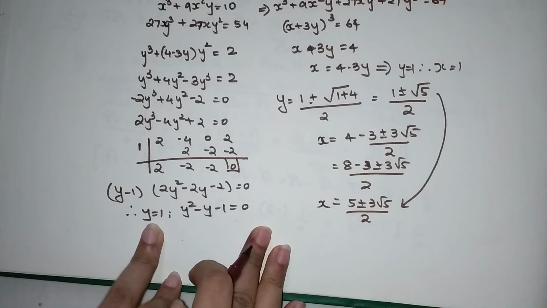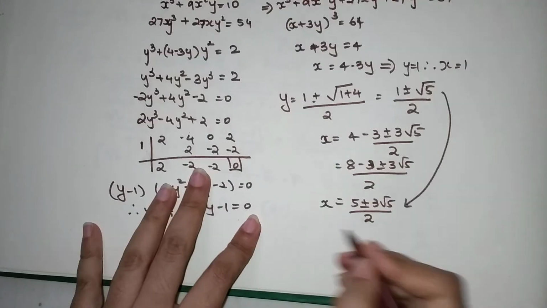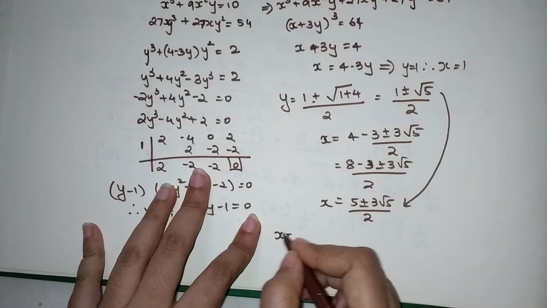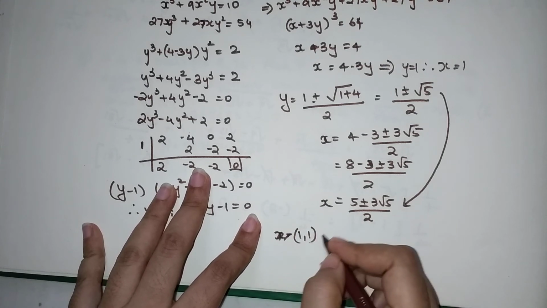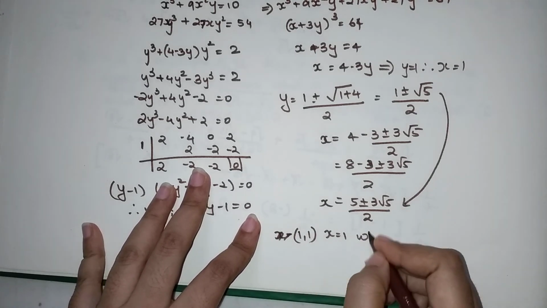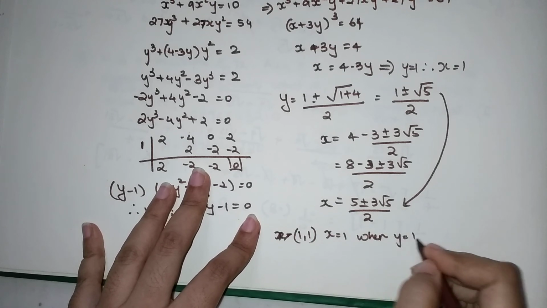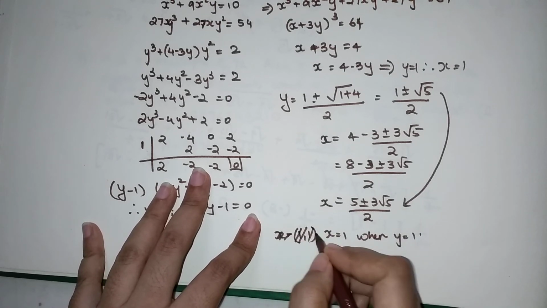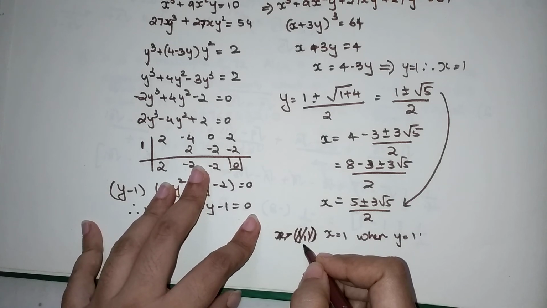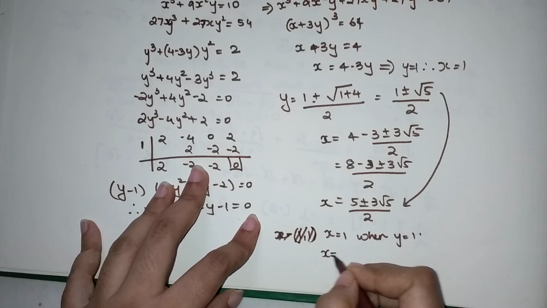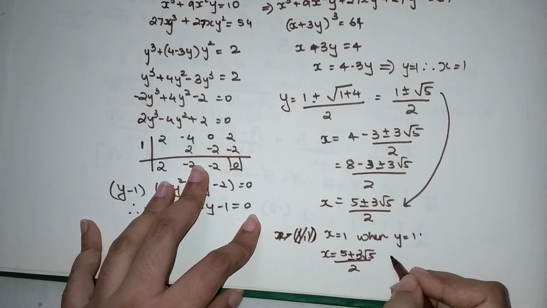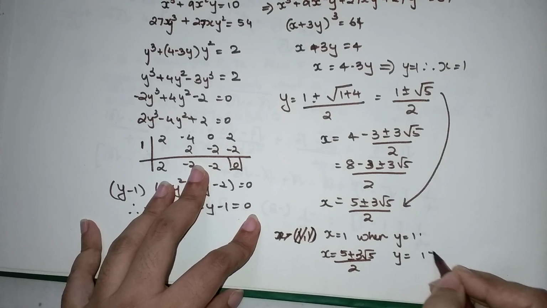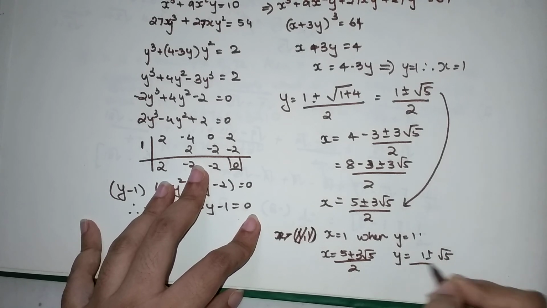So now we realize that we have two sets of values. For xy we can say it is 1 comma 1, or we can say x is equal to 1 when y is equal to 1. We don't have to mention it this way because this might get confusing as coordinate geometry. Then you can also say x is equal to (5 plus minus 3 root 5) upon 2 when y is equal to (1 plus minus root 5) upon 2.